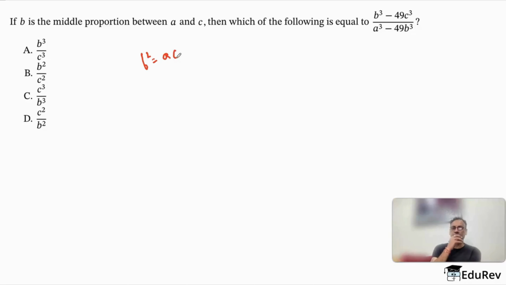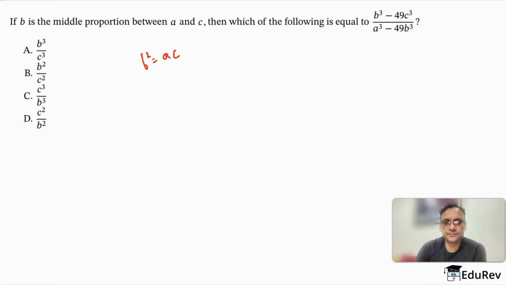Then which of the following is equal to? So we'll do the same thing again. But you can see here that you need B cube. So this is B cube minus 49 C cube, A cube upon 49 minus 49 B cube. So B cube here, what do we do? B square we knew was equal to AC. B cube will be difficult because then you will have cube roots and all, which we don't want. So what do we do? Should we leave B there and replace A and C instead? Let's do that.